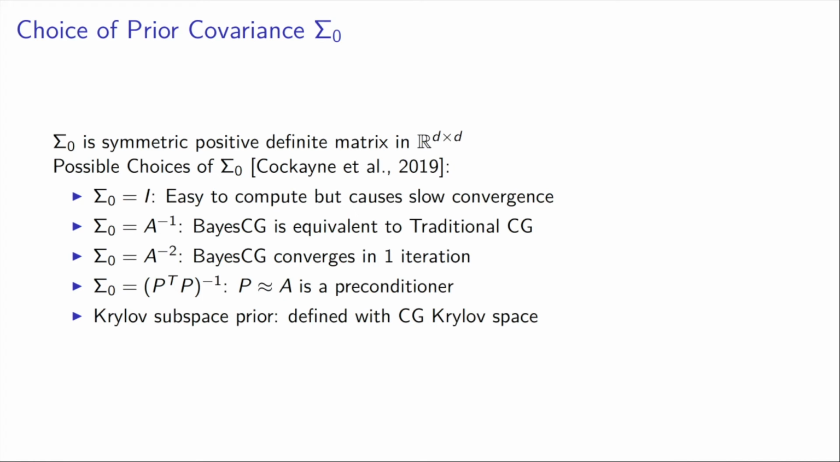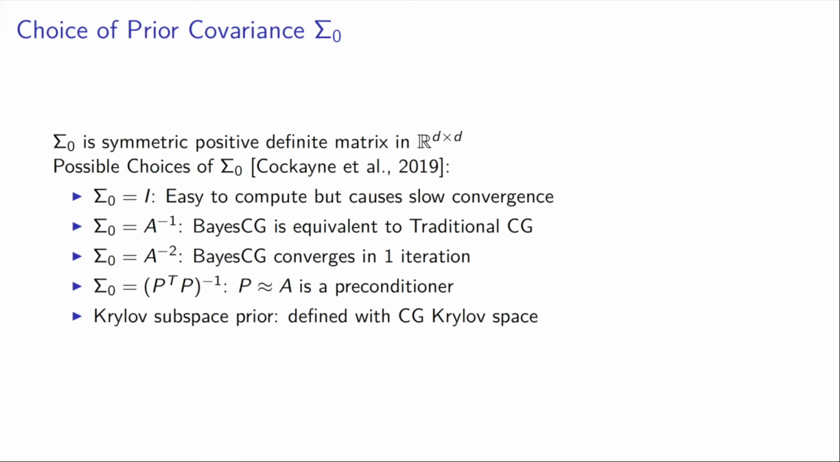So now I'm going to talk about the choice of the prior covariance matrix. The prior covariance matrix can be any symmetric positive definite matrix. Some possible choices that we've used are setting the prior covariance to be equal to the identity matrix. That prior covariance is easy to compute, but it causes the posterior mean to converge slowly. Another choice is setting the prior covariance matrix to be equal to the matrix A inverse. This causes the posterior mean to converge at the same speed as the solution in CG. Another choice is to set the prior covariance to be the matrix A inverse squared. This causes Bayes CG to converge in one iteration.